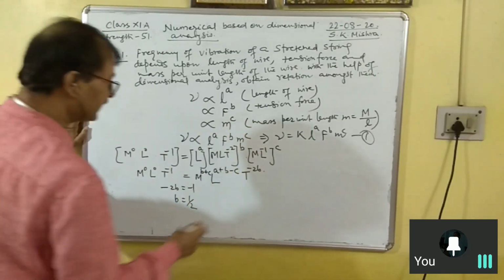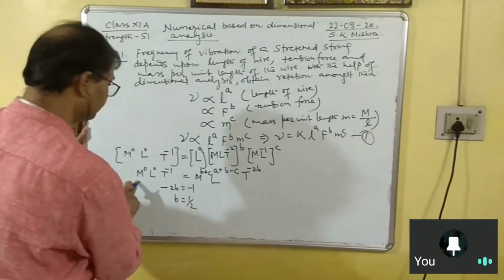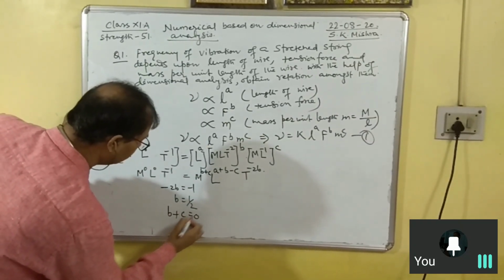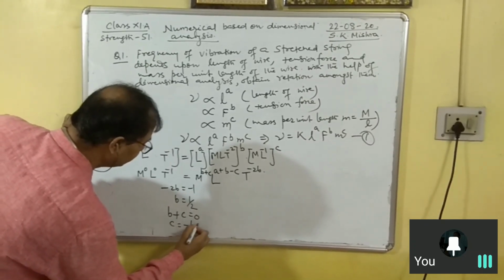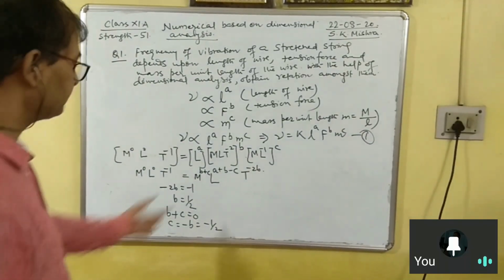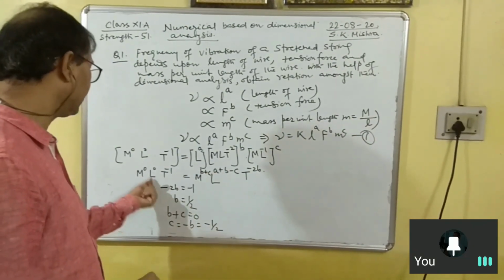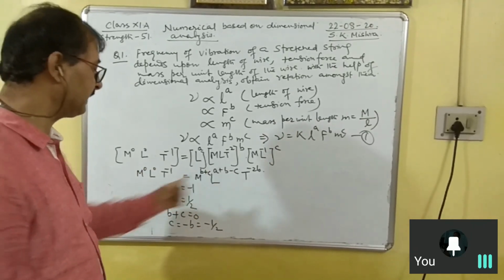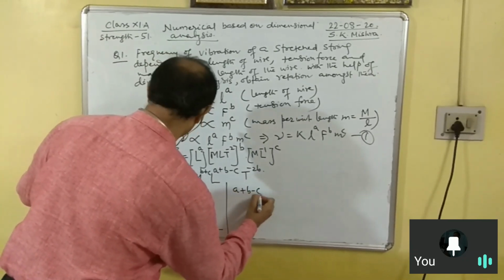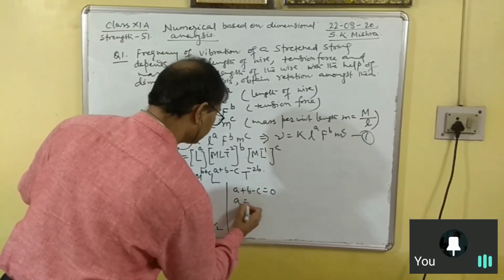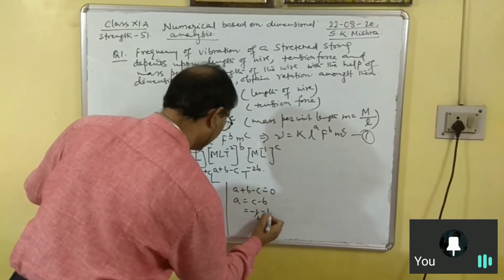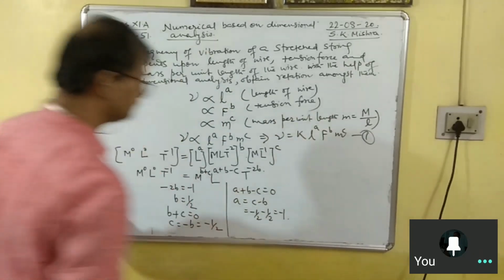Now the moment you get B, you can equate the power of M, which is B plus C is equal to 0. So what is C? That is minus B, that is minus half. So once you get B and C, you can get A by equating the power of L. Here L is to 0, here L is to A plus B minus C. So A plus B minus C is equal to 0. So A is what? C minus B. Now C is minus half, and B is half. So this is minus 1 only. So you are getting A also.